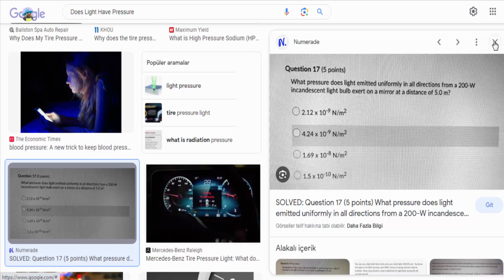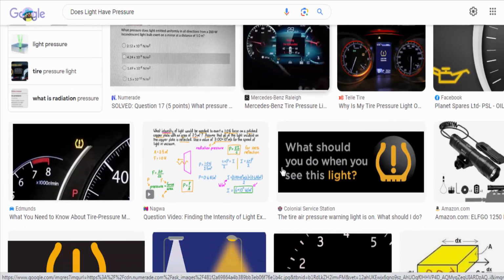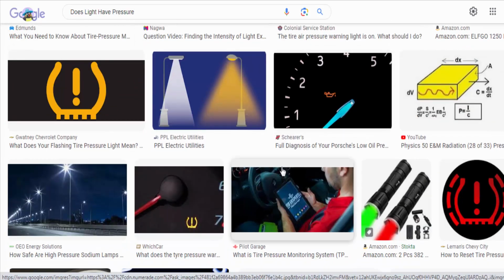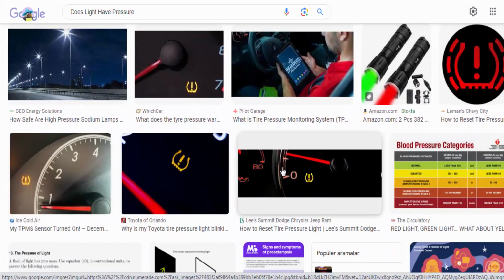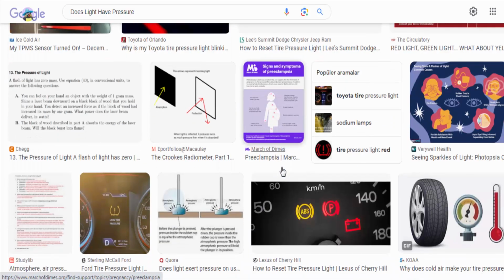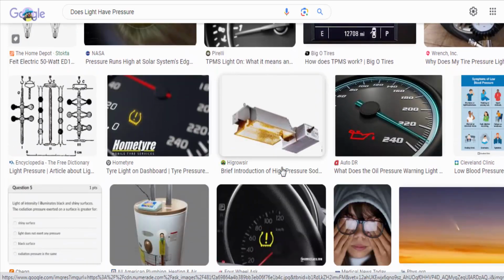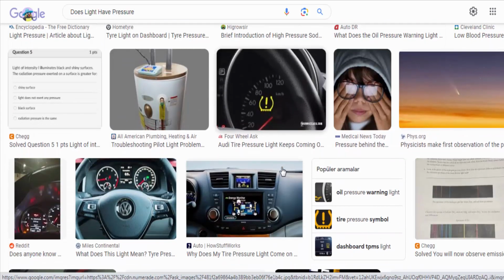In everyday situations, the pressure of light is negligible compared to other forces acting on objects. However, in specialized circumstances such as laser cooling and optical trapping, radiation pressure can be precisely controlled and utilized for various scientific and technological applications.